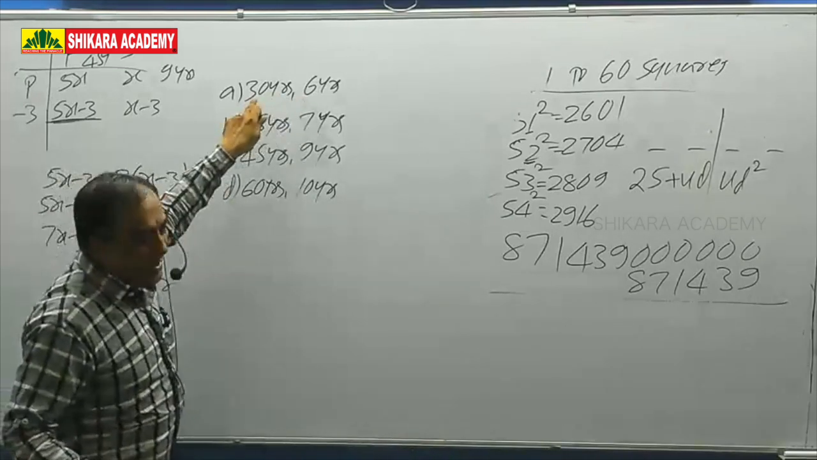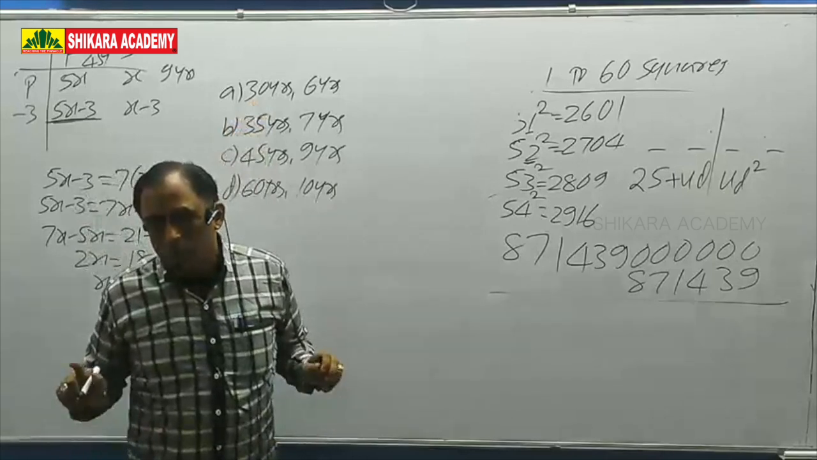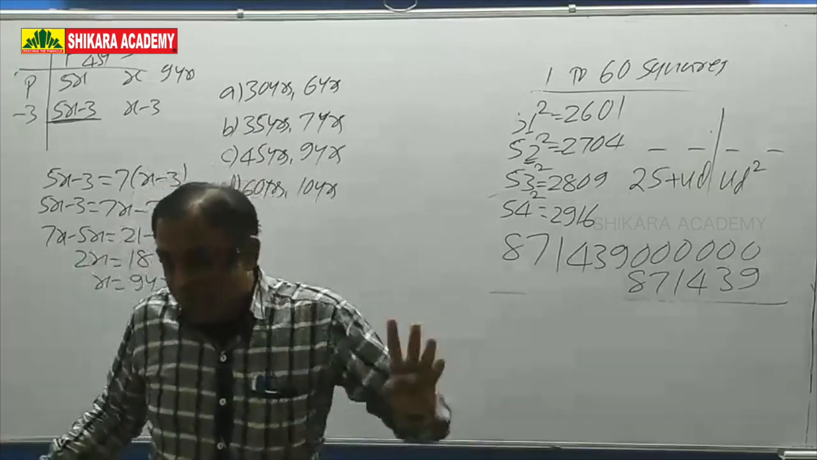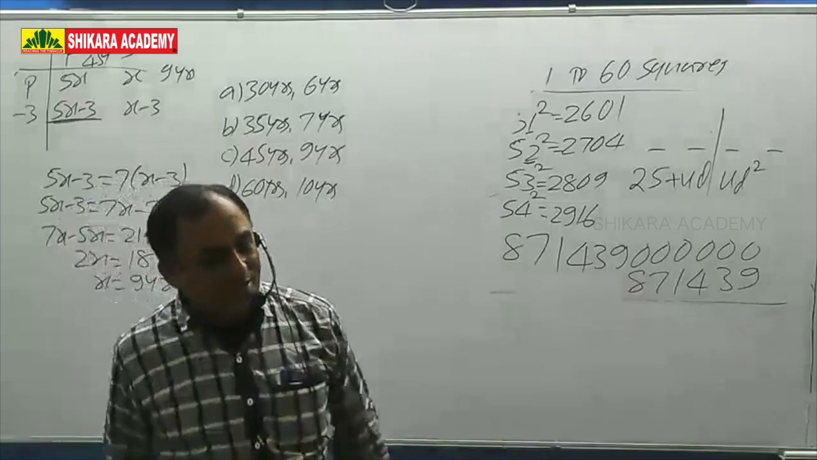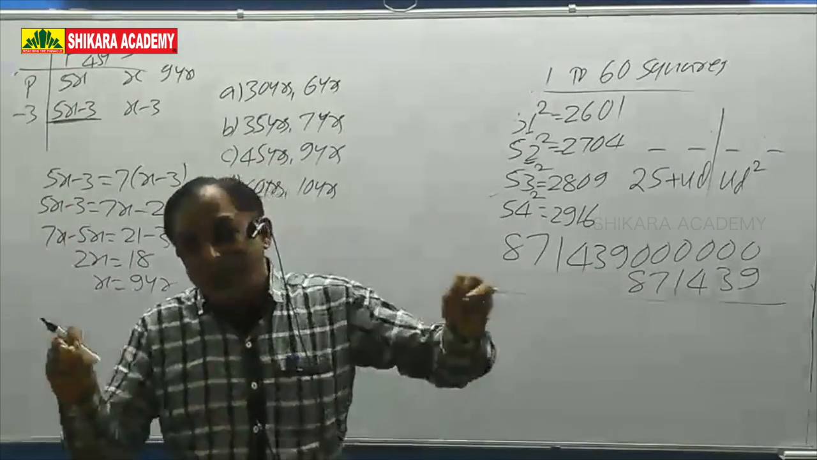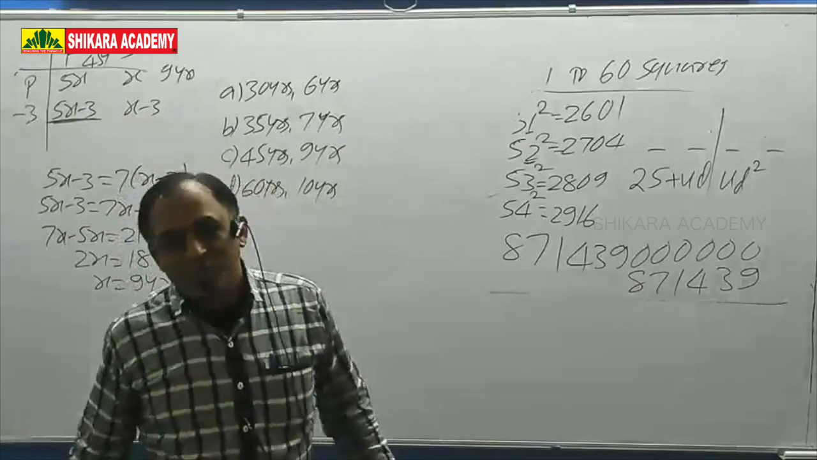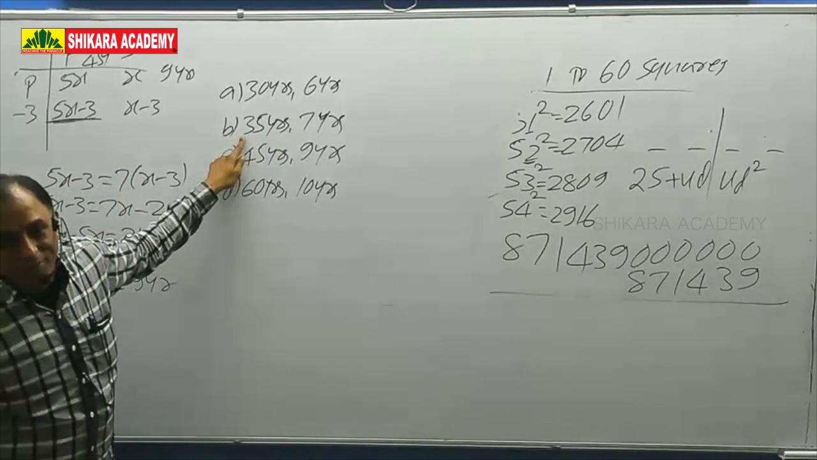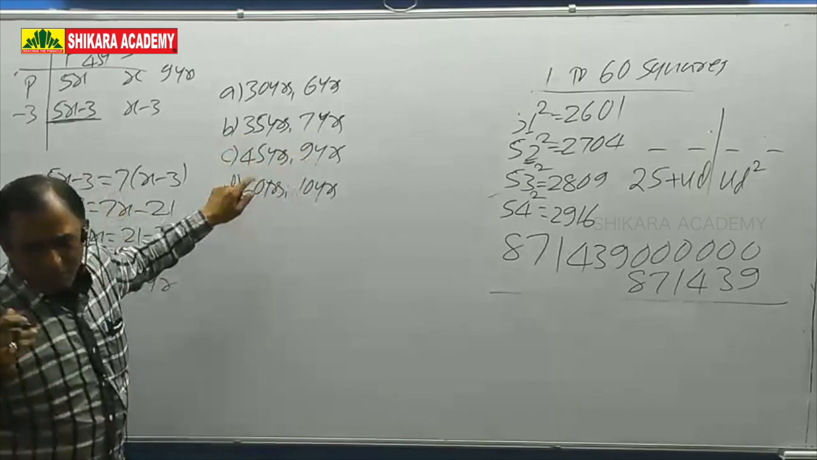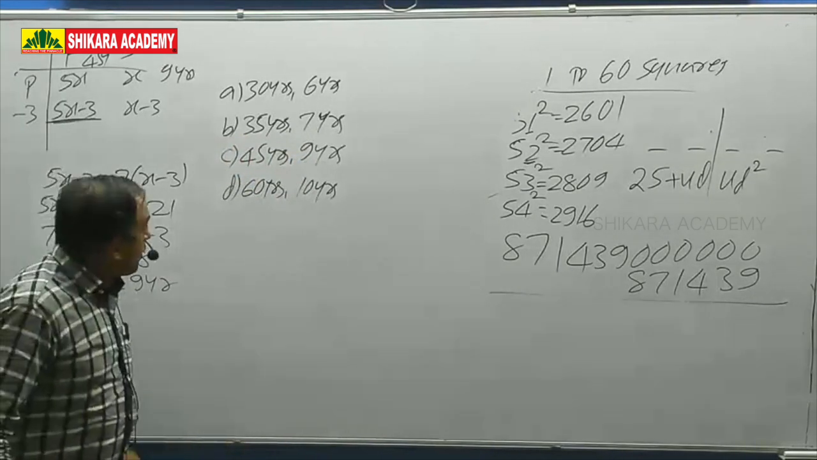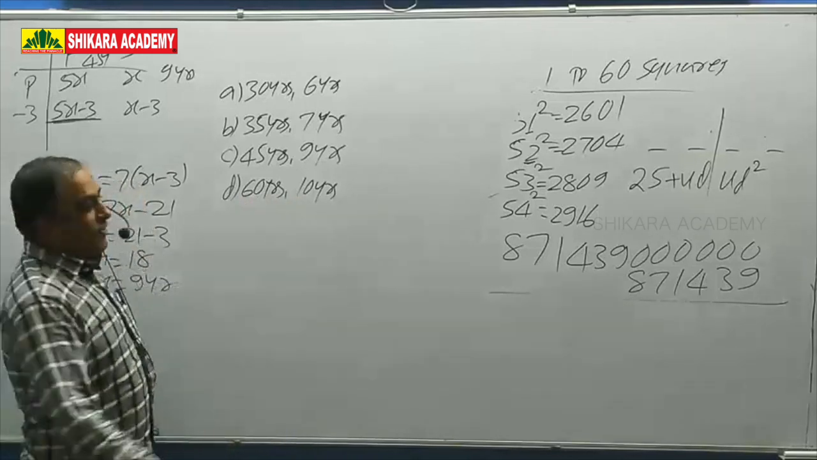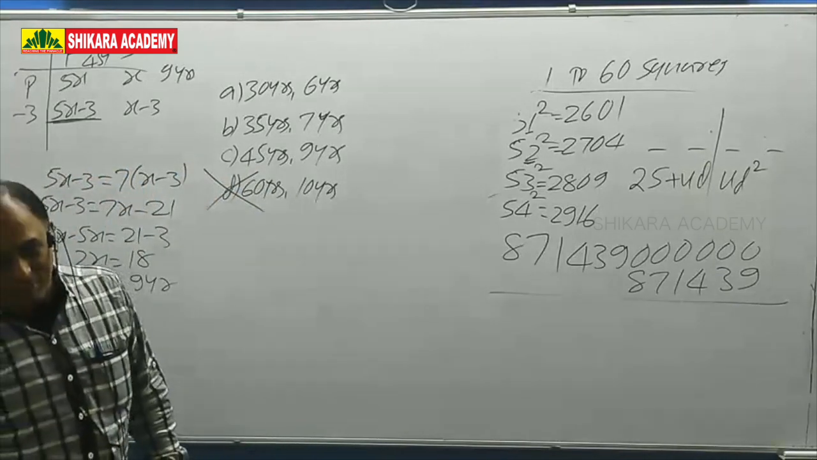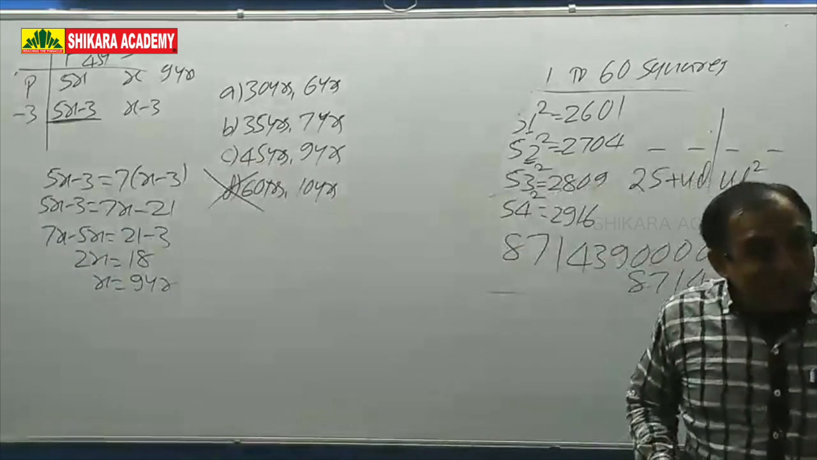Check it. 6, 5 is 30. Option A is 5 times. Don't confirm the answer, don't finalize. Please check the remaining options also. If the remaining options are not 5 times, then A will be the right answer. Out of 4 options, if only one option is 5 times, that is the right answer. Check option B. 7, 5 is 35. Bad luck. Second one also 5 times. Third one, 9, 5 is 45, option C also 5 times. Fourth one, 10, 5 is 50, not 60. D is the wrong answer. So the answer may be A or B or C.